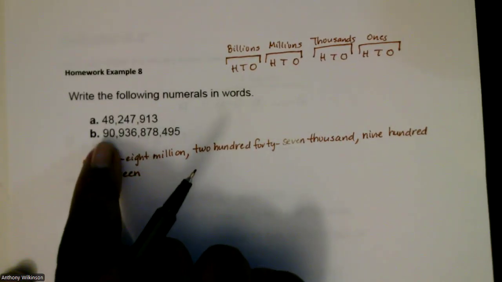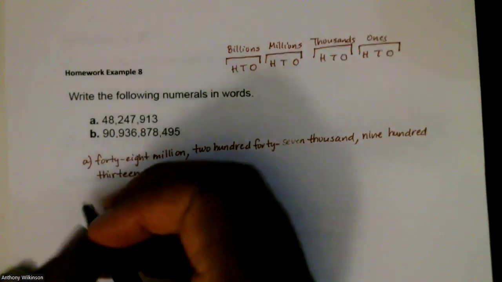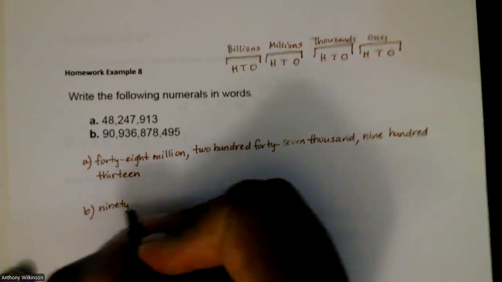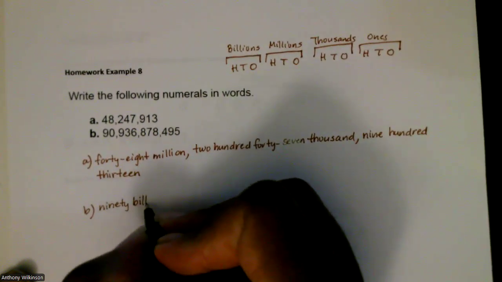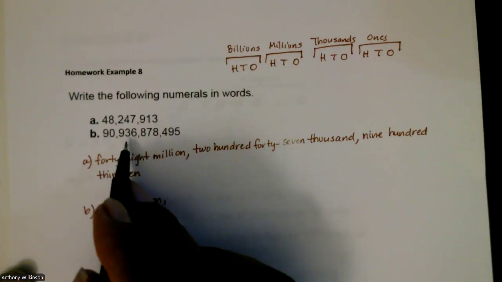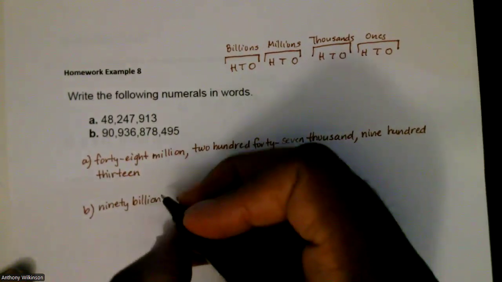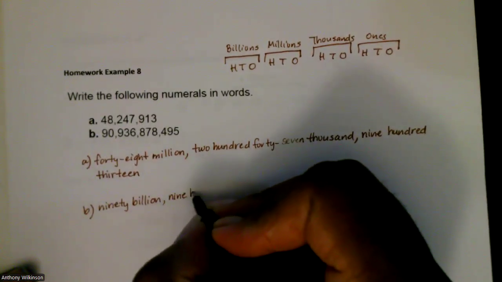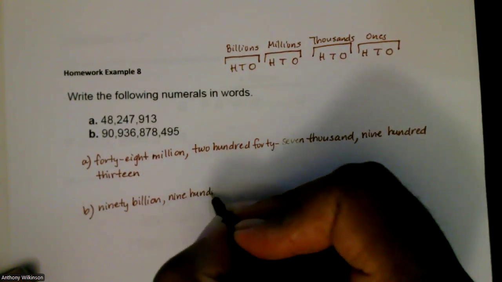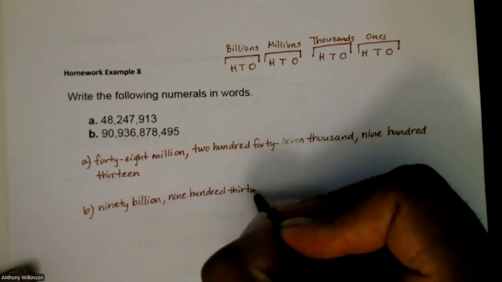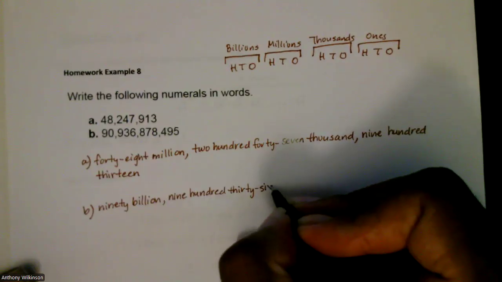The 98 is in the billions period. So I'll write that as 98 billion. And then 936, that's in the millions period. So I'll write that as 936 million.